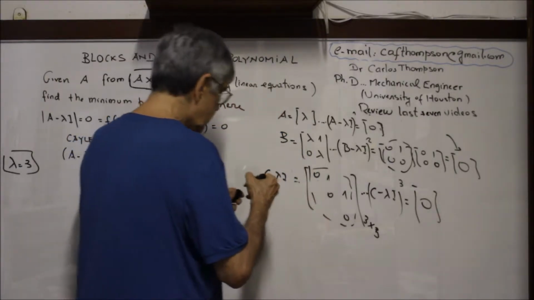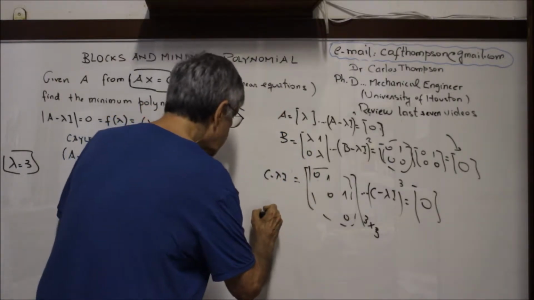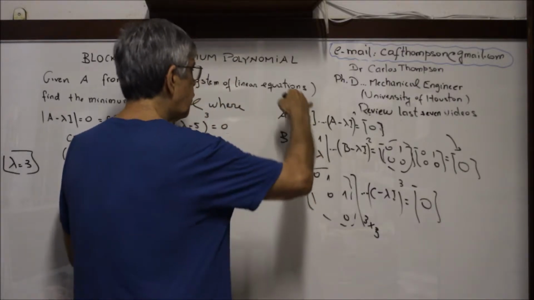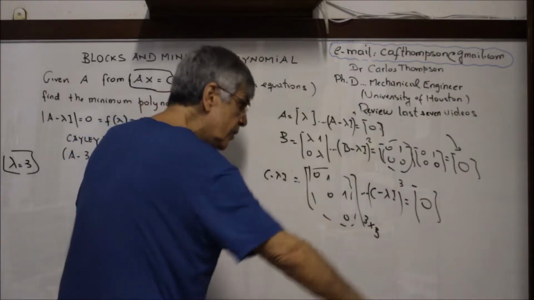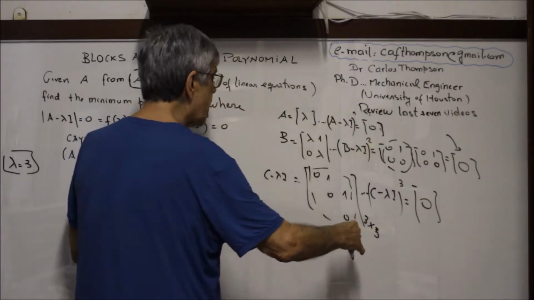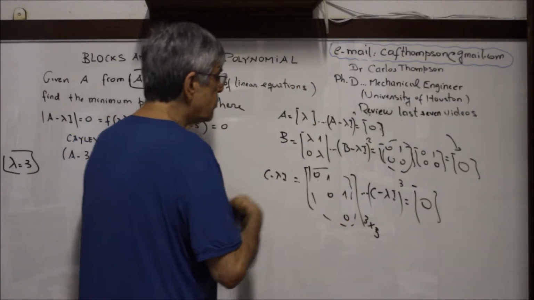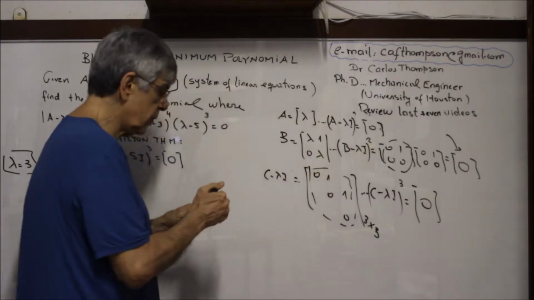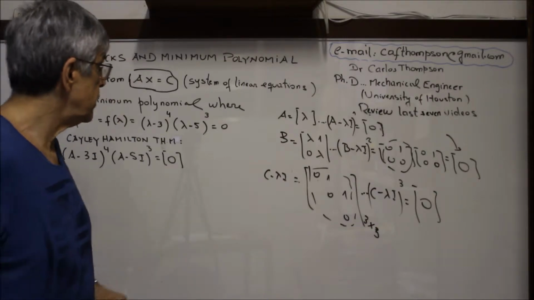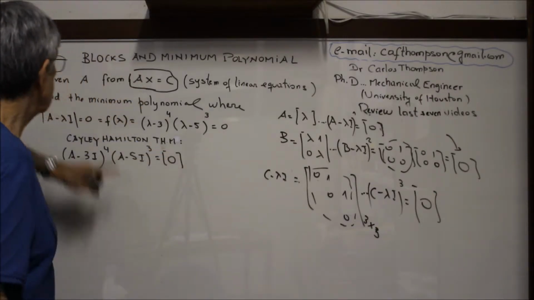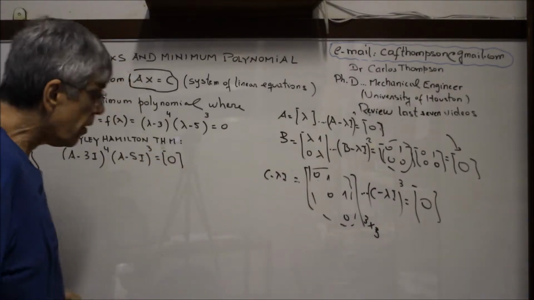Now, you can also generalize. For instance, 10 lambdas, then I'll put 9 ones in the superdiagonal. If I raise to the power 10, then it will be 0. Now, there's a very, very important point here. We're going to use this to find the minimum polynomial.